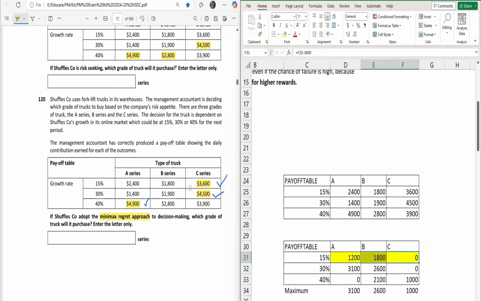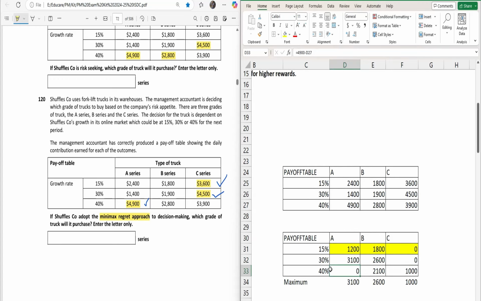But now let's move toward the 30%. If we have chosen series A trucks that will give 30% growth, in that case, the value is 1400. But the maximum value in this growth is 4500. So how much do we lose? 3100. But if we choose series B in the 30% growth line, we will earn 1900. But how much do we lose again? Because the maximum is 4500, we lose 2600. But if we choose series C in this line, no regret. Similarly, I have done it for the 40%. So now this is the regret table we have prepared.